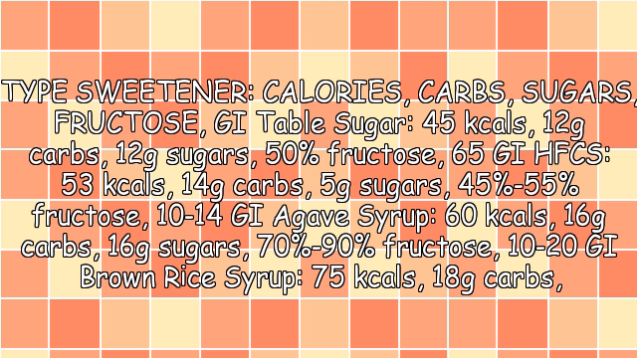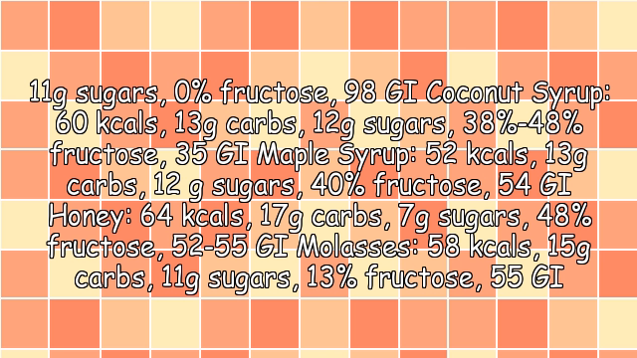Brown rice syrup: 75 calories, 18g carbs, 1g sugars, 0% fructose, 98 GI. Coconut syrup: 60 calories, 13g carbs, 12g sugars, 38% fructose, 35 GI. Maple syrup: 52 calories, 13g carbs, 12g sugars, 40% fructose, 54 GI. Honey: 64 calories, 17g carbs, 7g sugars, 48% fructose, 52 to 55 GI. Molasses: 58 calories, 15g carbs, 11g sugars, 13% fructose, 55 GI.